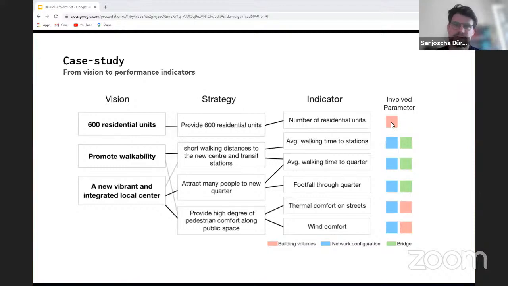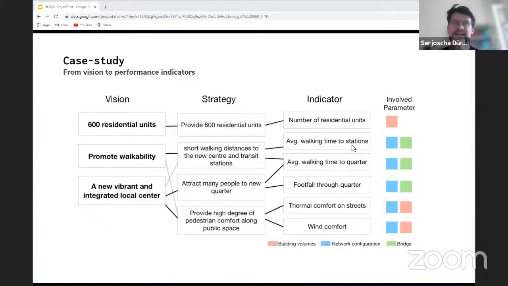Last but not least, which we can also highlight in colors on the right-hand side, is which parameter of the parametric model or manually made model presumably affects the indicator. So red represents building volumes, blue the street network configuration, and green a bridge. This is case study specific. So this is also good to keep in mind, to know how you can affect these indicators, and if you have any means to actually have an impact on them.